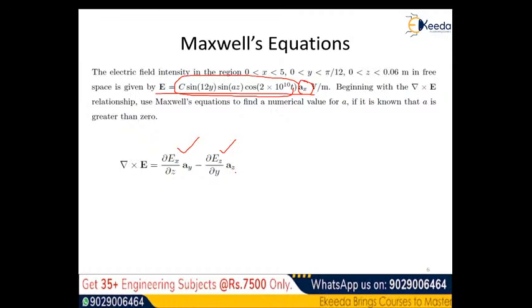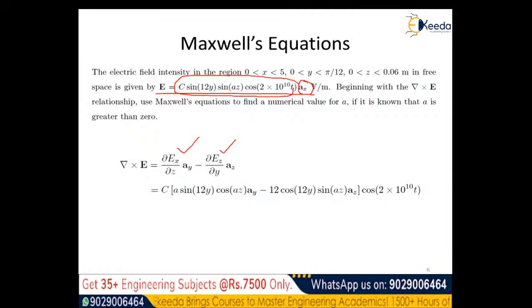Now the substitution here will be as such. I am writing capital C as it is. In the square bracket you have small a into sine of 12y cosine of az into ay, minus 12 times cosine of 12y into sine of az into az. The bracket is completed and here we have cosine of 2 into 10 raised to the power 10 times t. So this is to be equated to minus del B by del t according to Maxwell's equation.